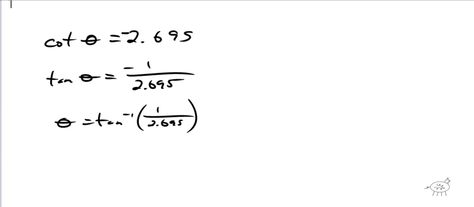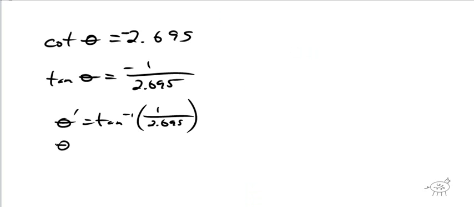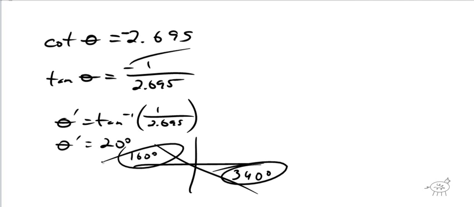Okay, so let's do that. Inverse tangent of 1 divided by 2.695, and I get 20 degrees. Okay, so that's my reference angle. So reference angle is 20 degrees. And then where is tangent negative? Now remember, you got that negative there, and so tangent is negative in these two quadrants. So you're going to do 180 minus that, which is 160, and 360 minus that, which is 340. Okay, those are your two answers.